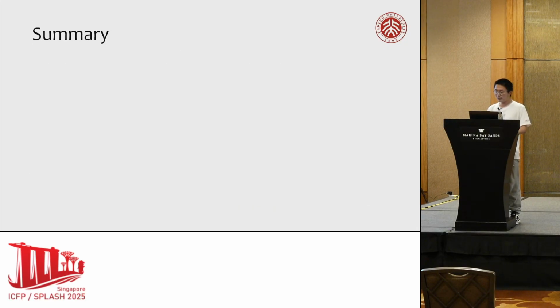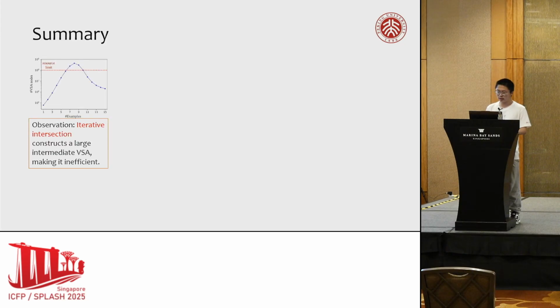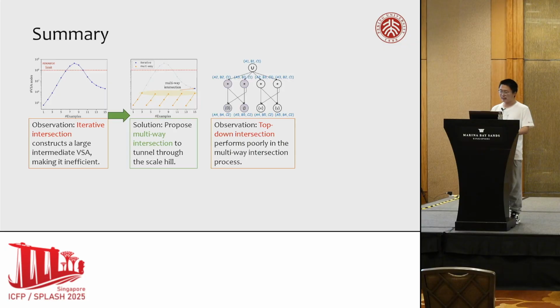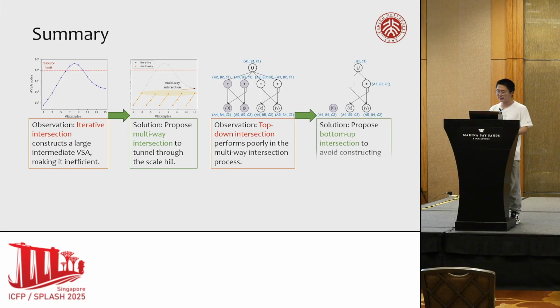Finally, let's make a summary of our work. We notice that iterative intersection will reach the peak of the scale hill, so we propose multi-way intersection to tunnel through the hill. We notice that top-down intersection is inefficient when combining with our multi-way intersection, so we propose bottom-up intersection to avoid these invalid nodes. That's all. Thank you for listening.